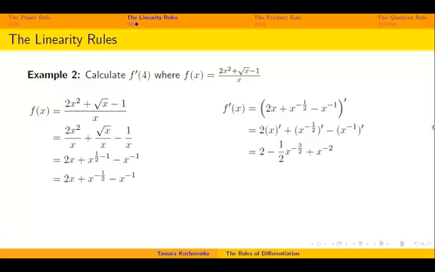The last step is to substitute 4 for x in the derivative. f prime of 4 equals 2 minus 1/2 times 4 to the negative 3/2 plus 4 to the negative 2. Let's evaluate this expression.